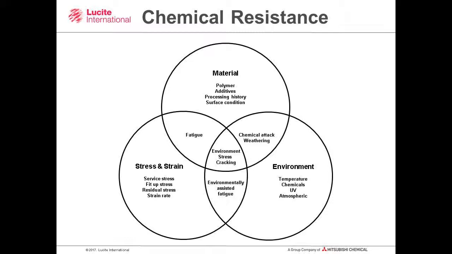The following Venn diagram demonstrates that chemical resistance and environmental stress cracking are examples of environmental effects. These tend to be accelerated at elevated temperatures and in the presence of applied stress.